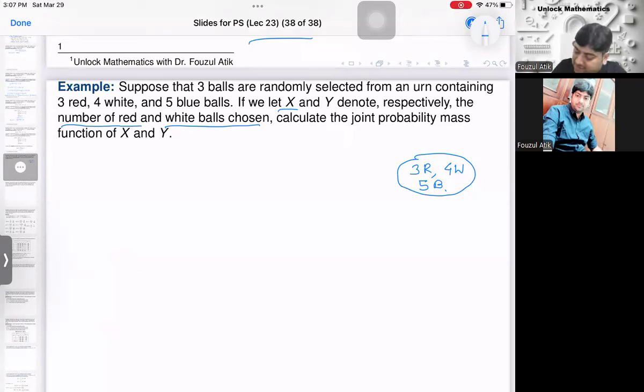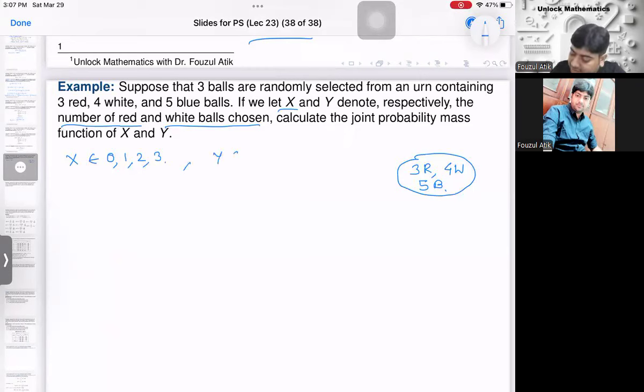Now can you think which values X will take? Random variable X will take which values? You have three red balls, and you have selected three balls. So X can be anything. X can take the value 0, so none of the balls is red, or one ball is red out of these three, two balls are red, or all three balls are red. Possible?